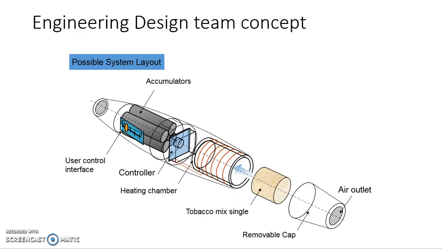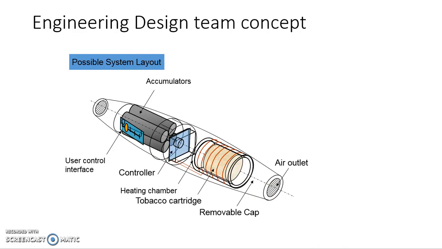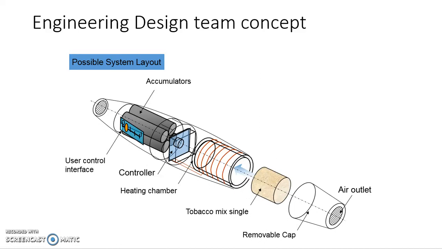As you see, we were supposed to use resistive heating. Here there is a winding. It is wound around the tobacco cartridge, and being connected to electricity, it emits heat. Okay, like this.